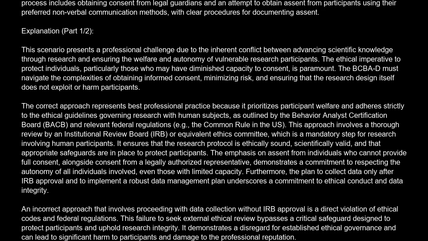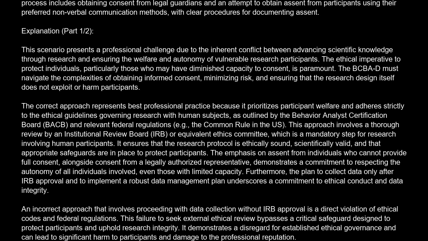The correct answer is B. Submit the research protocol to an institutional review board, IRB, for review and approval, ensuring that the consent process includes obtaining consent from legal guardians and an attempt to obtain assent from participants using their preferred nonverbal communication methods, with clear procedures for documenting assent.